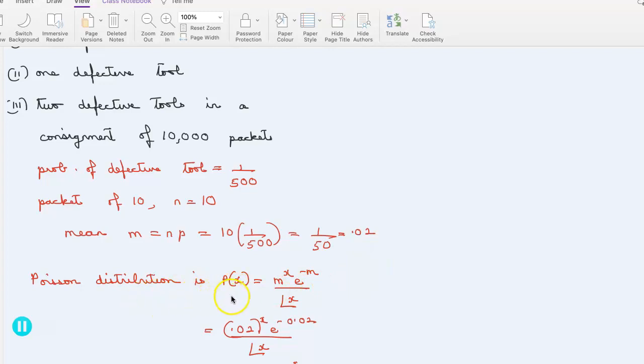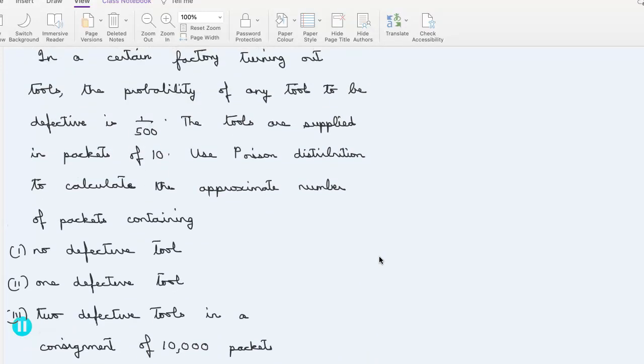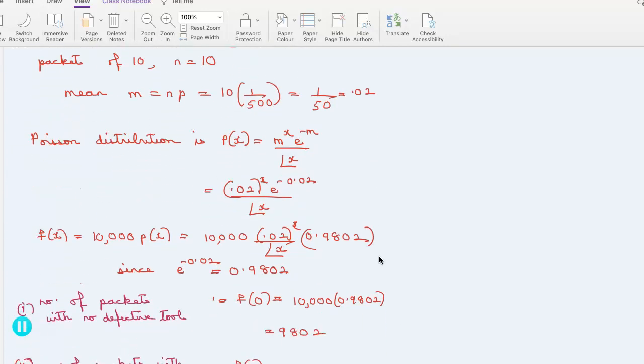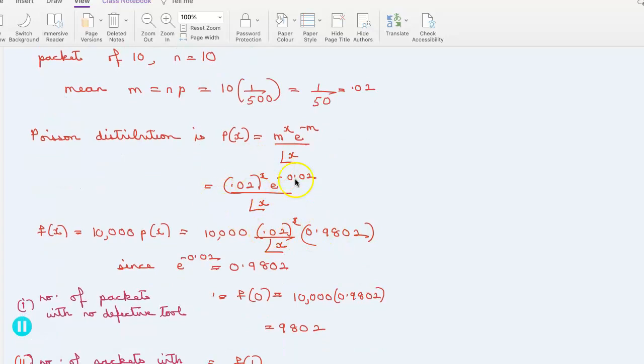Poisson distribution is given by Px equal to m raised to x e raised to minus m by x factorial. What is m here? 0.02. So it is 0.02 raised to x e raised to minus 0.02 by x factorial. I am substituting m as 0.02. Now, you are given that 10,000 packets are there. So f of x will be 10,000 px. So we multiply this by 10,000, that is 10,000 into 0.02 raised to x by x factorial. Now e raised to minus 0.02, you can calculate it is 0.9802.